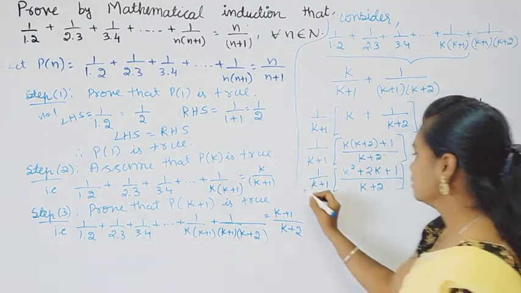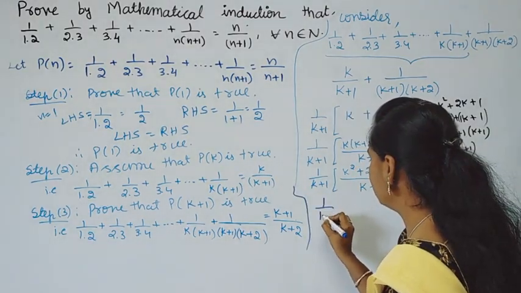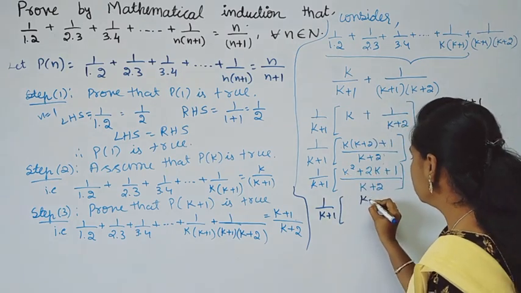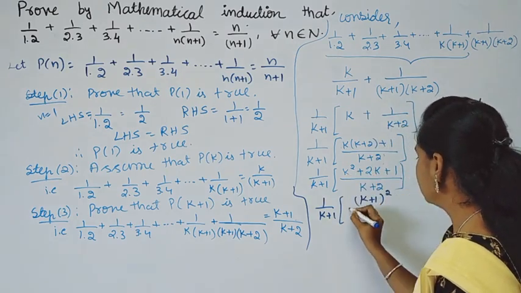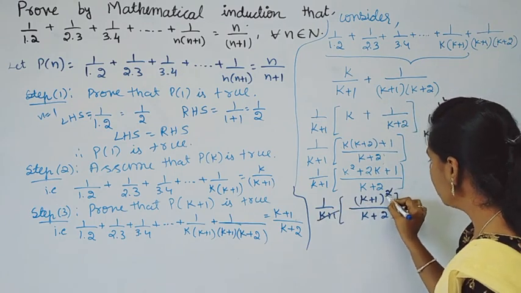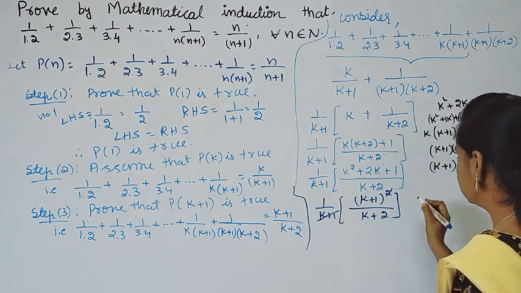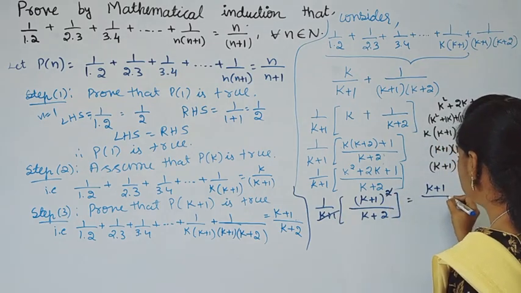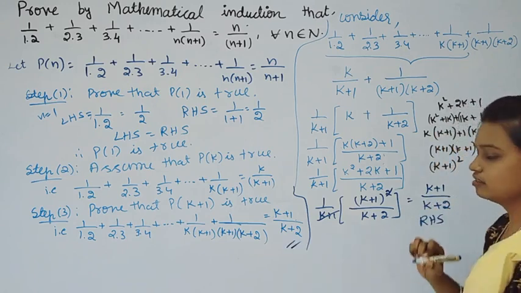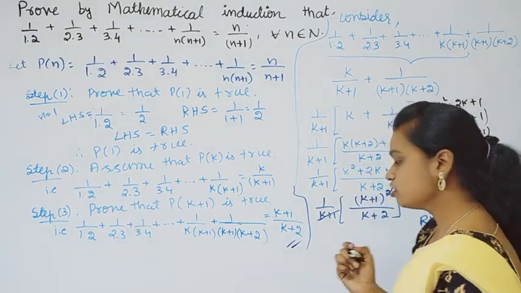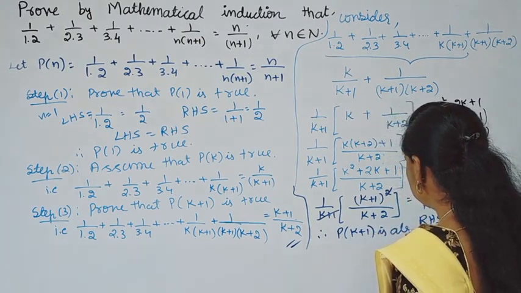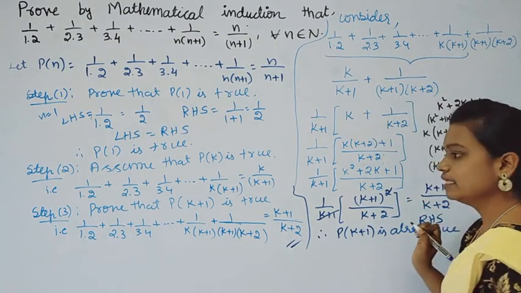So now replace here. We have 1 by k plus 1, and k square plus 2k plus 1 means k plus 1 the whole square, divided by k plus 2, right? So one term of k plus 1 gets cancelled. The remaining is k plus 1 divided by k plus 2. This is our RHS, right? So we proved P of k plus 1 also. Therefore P of k plus 1 is also true. So all the conditions are satisfied.